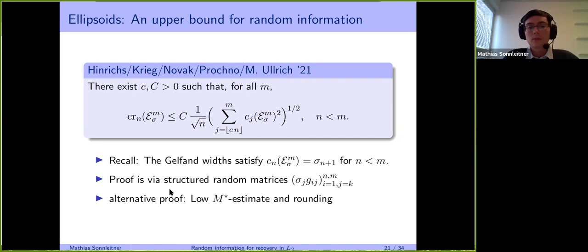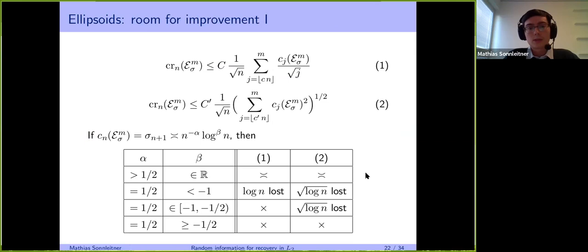One can prove this via structured random matrices. But one can also prove this via a lower M-star estimate and the technique of rounding, which I maybe come to later, which was also the idea behind the bound of Litvak and Tomczak-Jaegermann. Now we want to compare these bounds. The first bound is by Litvak and Tomczak-Jaegermann applied to the ellipsoids. It says this. And the second bound is specifically for the ellipsoids.